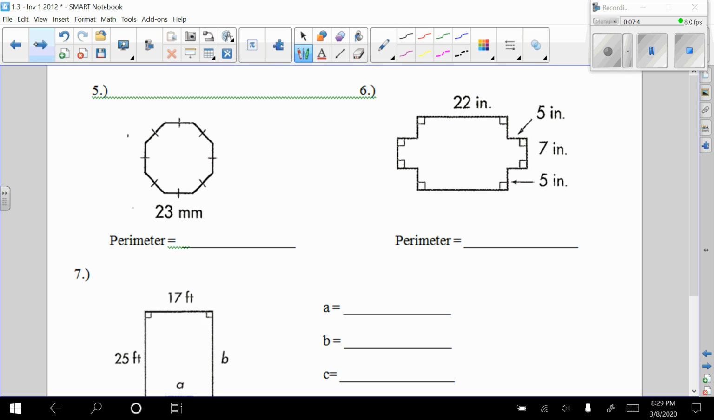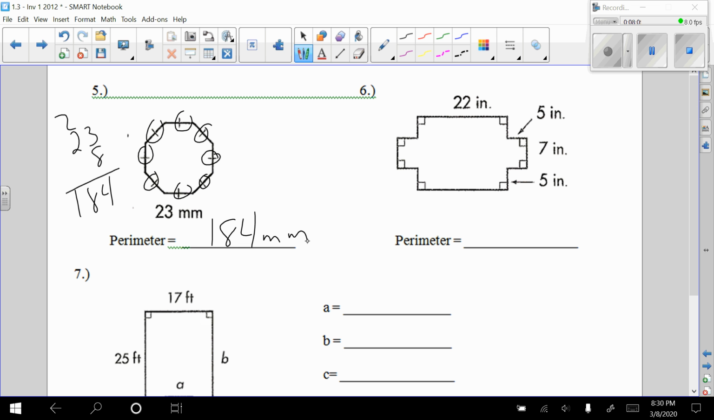Now, let's go ahead and look at some more. It doesn't matter. We have the dashes on number 5. That means that all the sides are the same. Well, how many sides do I have here? I have 1, 2, 3, 4, 5, 6, 7, 8. So I could just say that it's 23 times 8 to get me to that answer, which would be 184 millimeters.